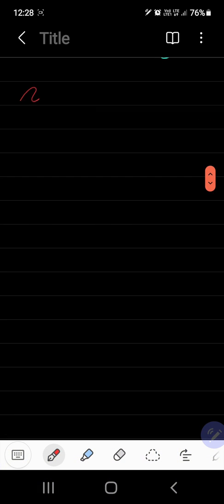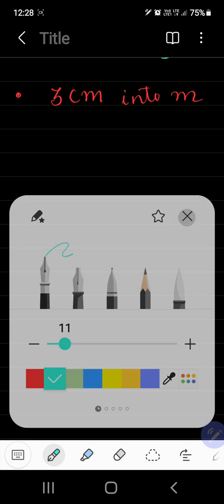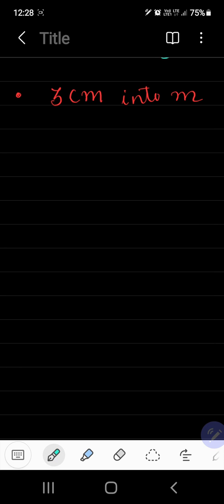Okay, let's convert 3 centimeter into meter. So to convert centimeter into meter, first we will write the metric measures unit.